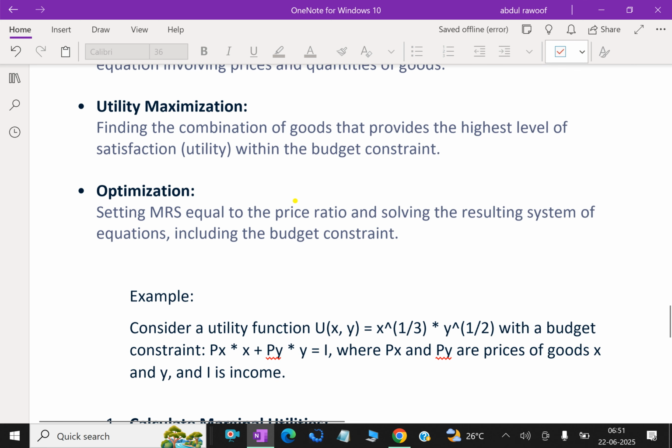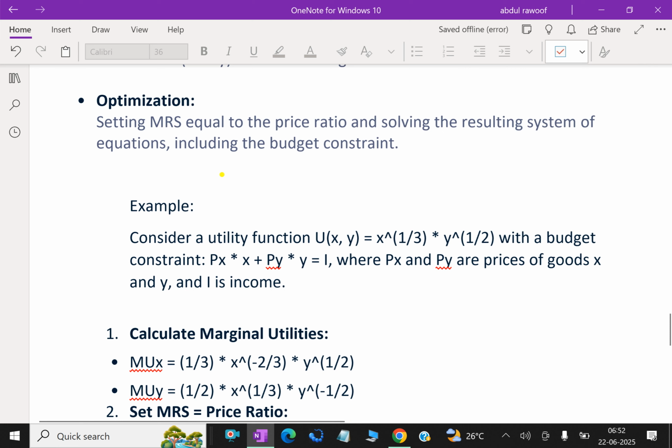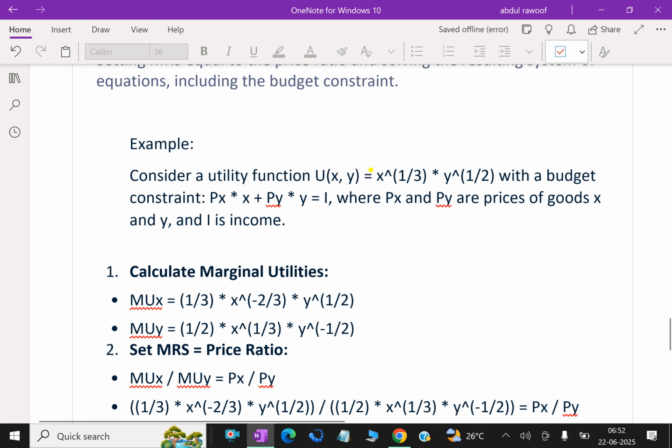Utility maximization: finding the combination of goods that provides the highest level of satisfaction, that is utility, within the budget constraint. Optimization, what is that? Setting MRS equal to the price ratio and solving the resulting system of equations, including the budget. Look at some examples.